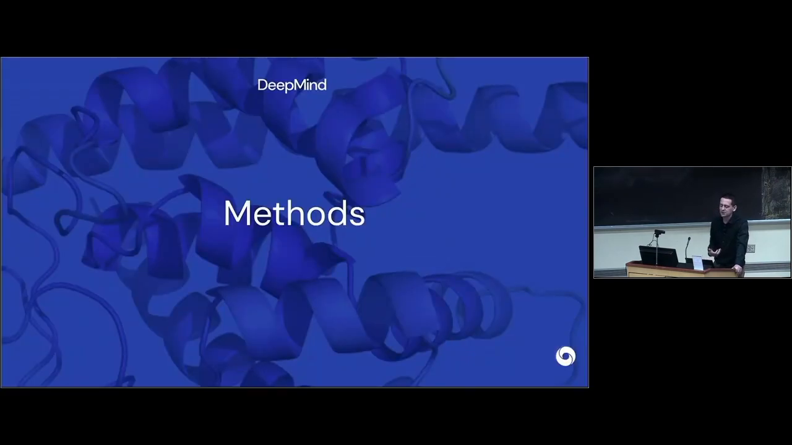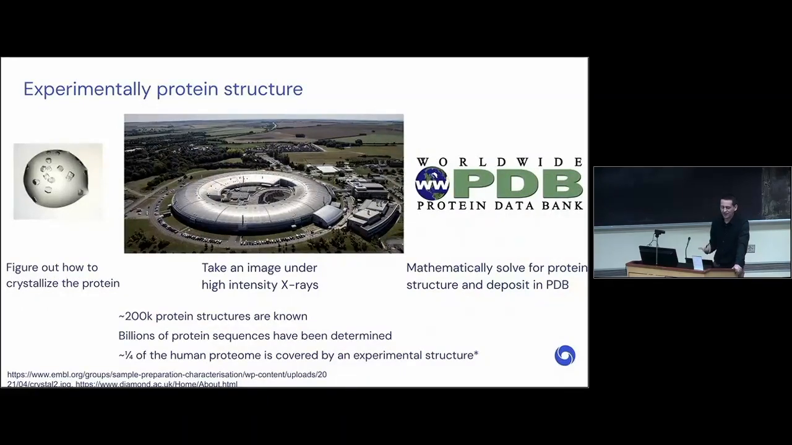But I want to tell you a little bit about the methods. Why were we able to do this? Compute was a part of the story, but there were also a lot of ideas and perspective. This wasn't just that we take machine learning and apply it to the problem and it yields immediately, and I'll talk a bit about why that is. I should start by saying there's a tremendous amount of experimental protein structure data, as you all know. Here I'm representing crystallography because the pictures of the machine are much more impressive than for cryo-EM.